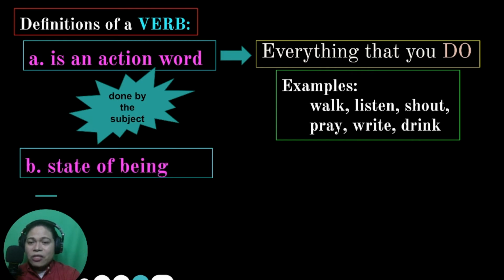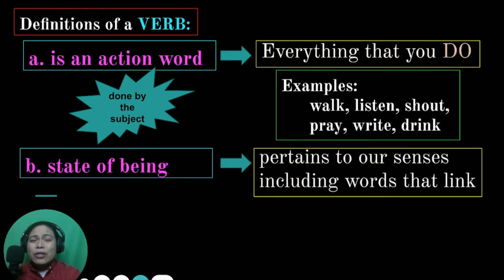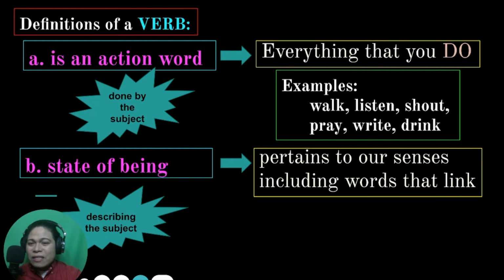Now, another definition of a verb is a state of being. We call these state of being verbs or linking verbs because they pertain to our senses, including words that link, that bridge, that connect. Definitely these words are called linking verbs. So in other words, we call these words that describe or complement the subject. We use this verb to connect the subject and its complement.